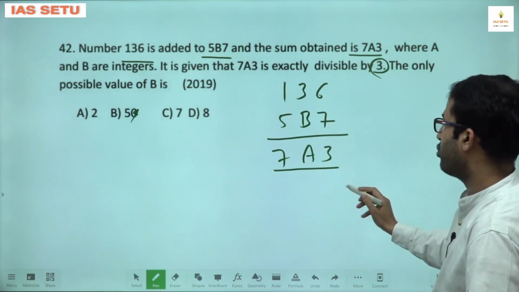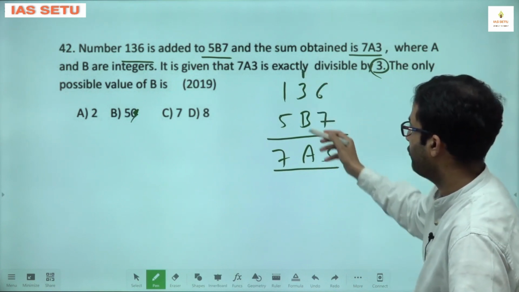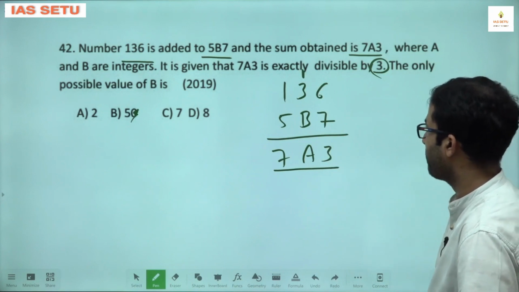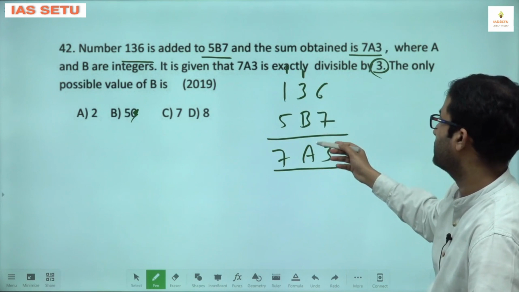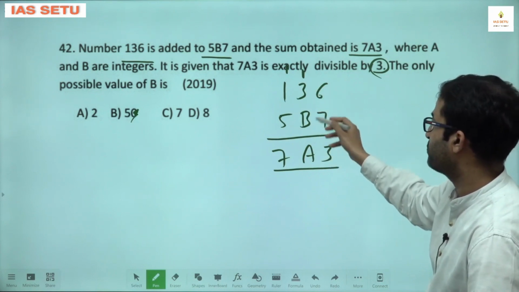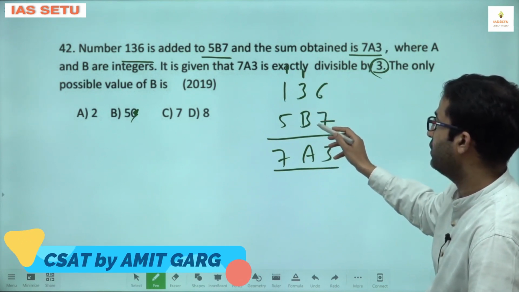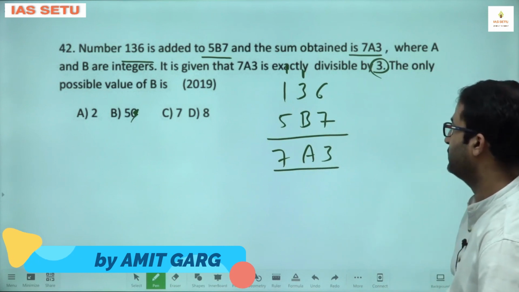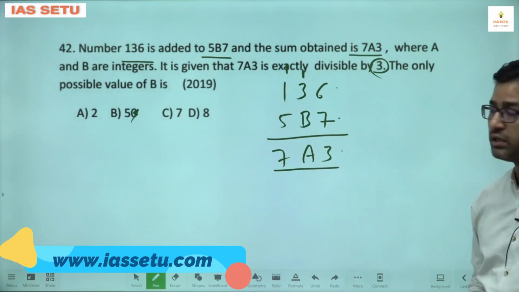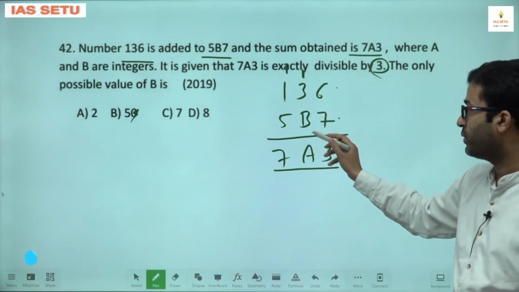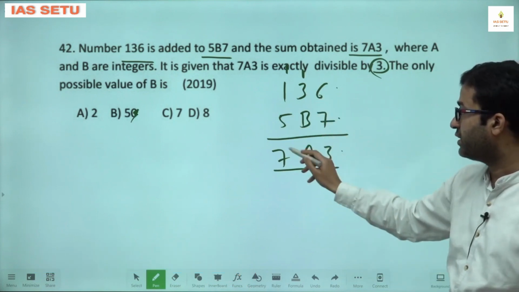6 plus 7, 13, okay. This will be 1. 4 plus something is A. And here it has to be 1 here. Means 4 plus something, this B. No, there is a catch. There is a catch. 6 plus 7, 13. We get 1 carry forward. 4 plus something has to be A. But here it is 7.